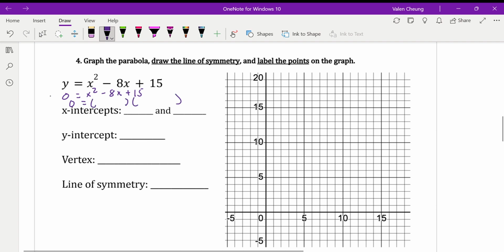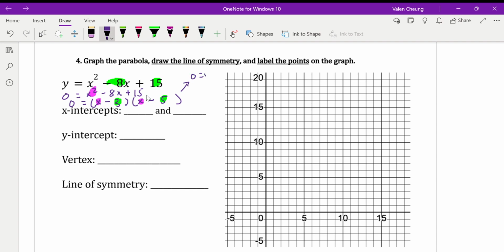So I know that this part and this part have to multiply to x squared. So it's got to be x and x. I also know that this part over here and this part over here have to multiply to 15 but add to -8. So I'm going to go with 3 and 5. True, 3 times 5 is 15, but it doesn't add to -8. What if I add a negative to both of them? Now it works. After that, you're going to split into two equations.